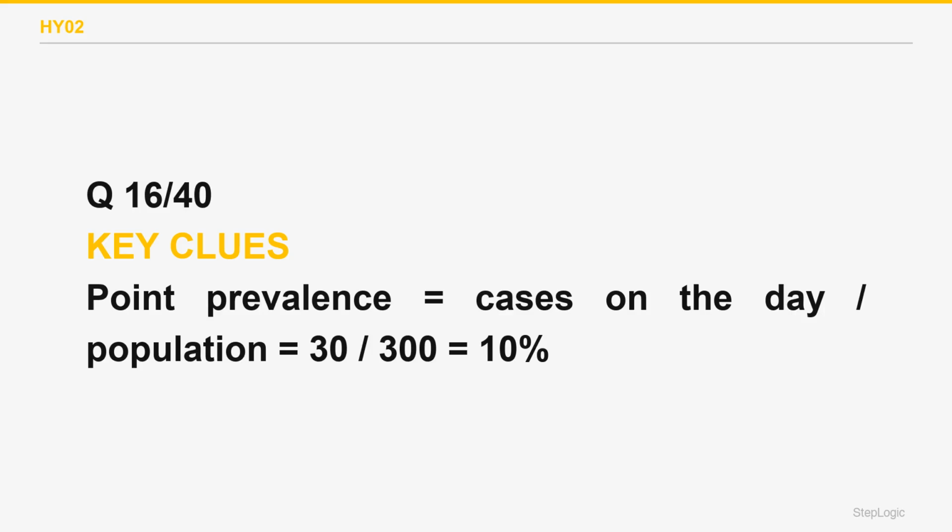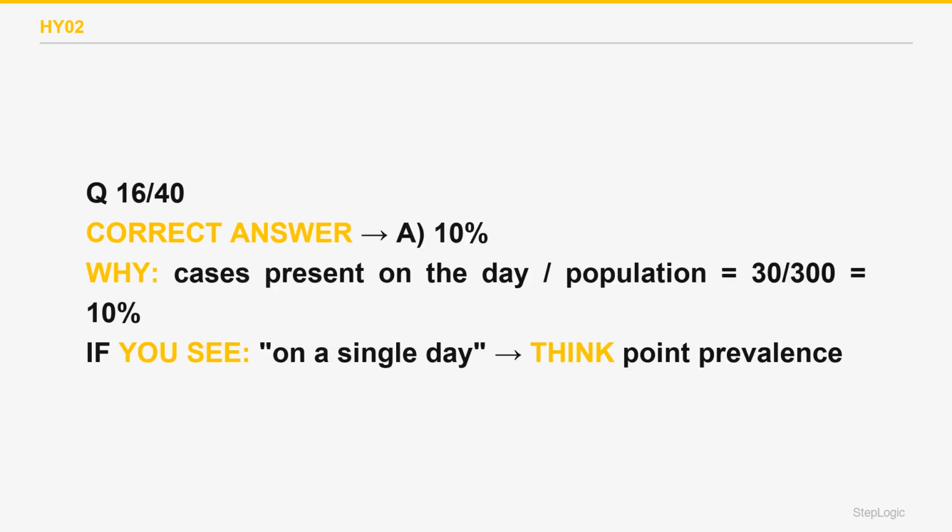Point prevalence is the proportion of a population that has the disease at one moment in time. On April 1, 30 of the 300 residents currently have influenza, so point prevalence is 30 over 300, or 10%. It counts everyone with disease on that single day, regardless of when they got it. The correct answer is A.